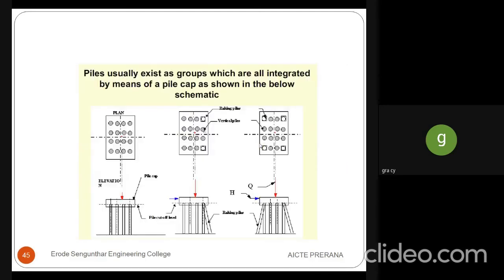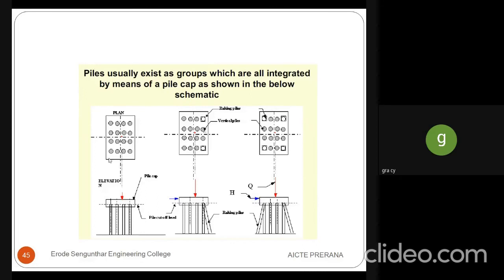So we can see the piles usually exist as groups which are all integrated by means of the pile cap as shown in the figure. Here the plan will be like this. The number of piles are arranged like this. These are all connected with a slab-like structure on the top, which we call the pile cap. The pile cutoff level is this. So this one we can call the elevation.